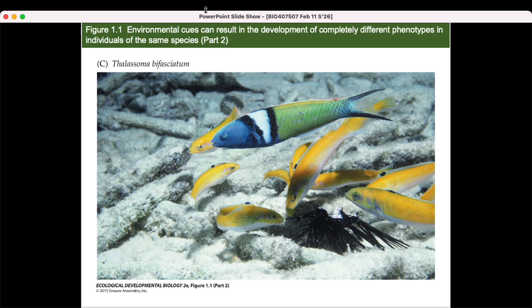I'm going to write about the plasticity of immune cells in vertebrates.